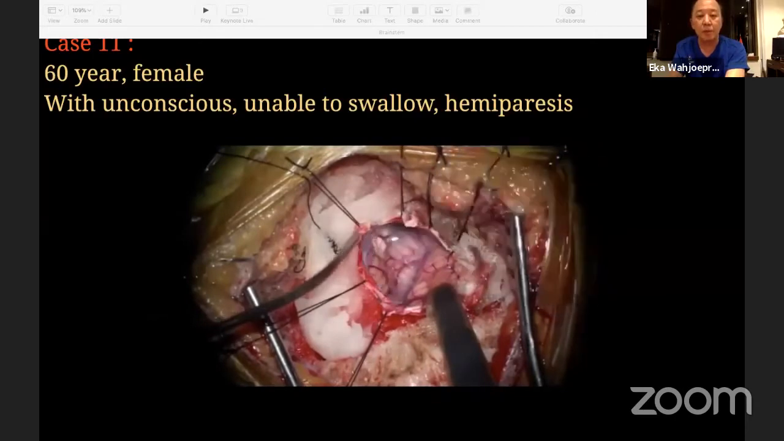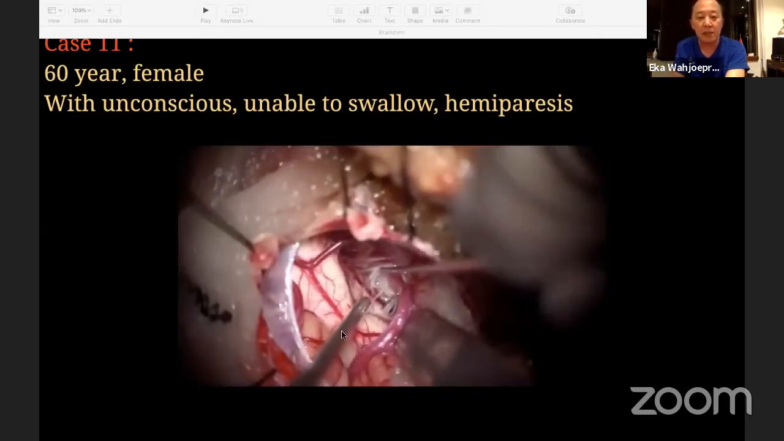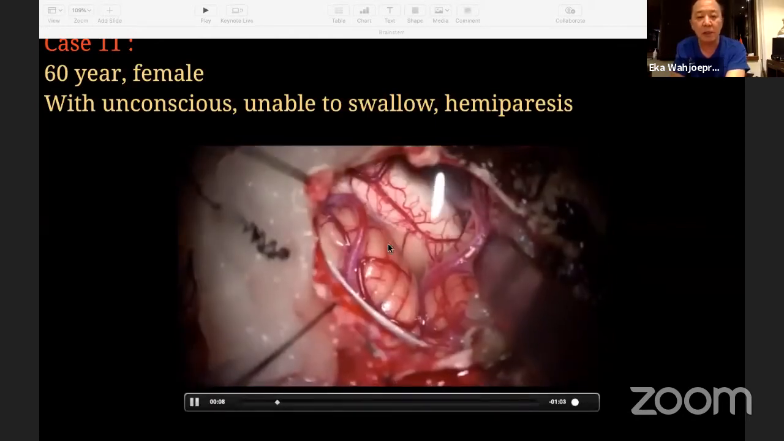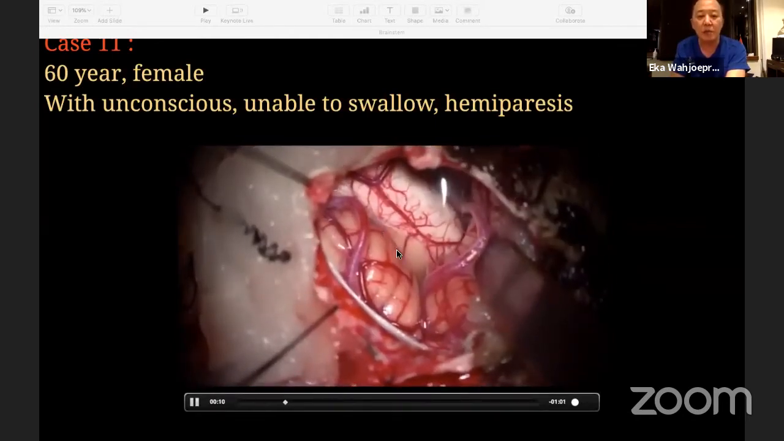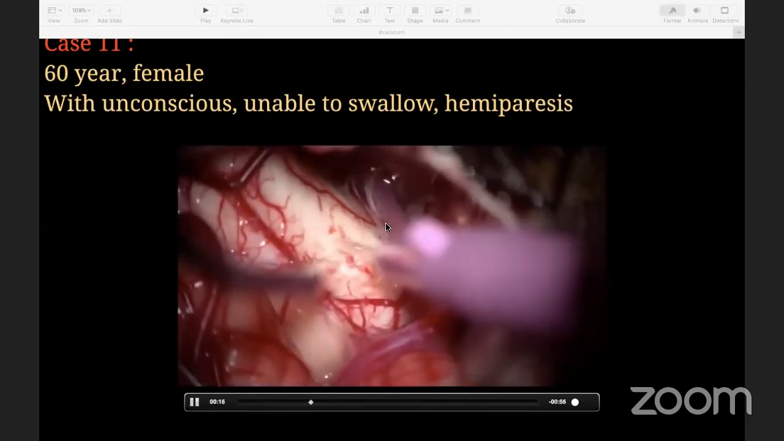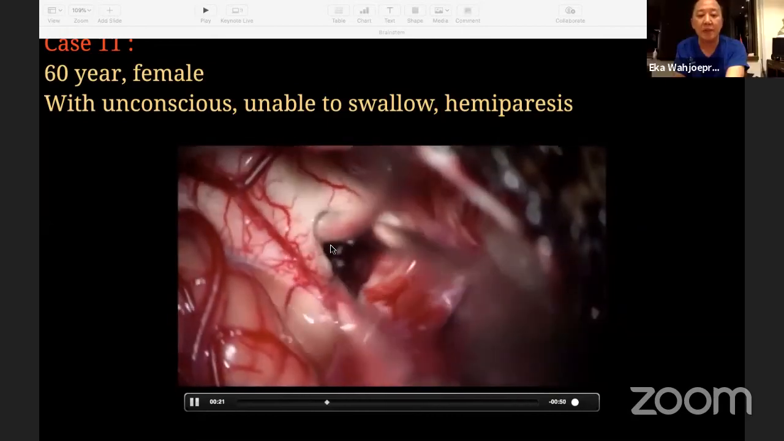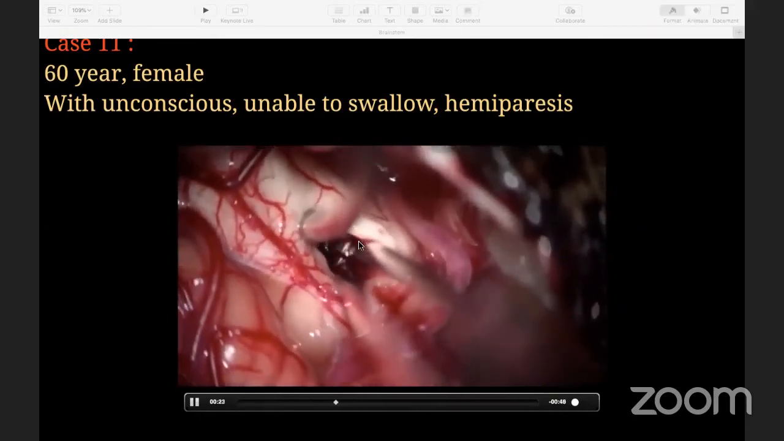So we need to open like this, posterior approach, and we need to understand, you can see here, this is the cervical cord. Then we need to know where the cavernoma is located because it does not appear from the surface. So we just incise in the anterolateral and we found this is the cavernoma.